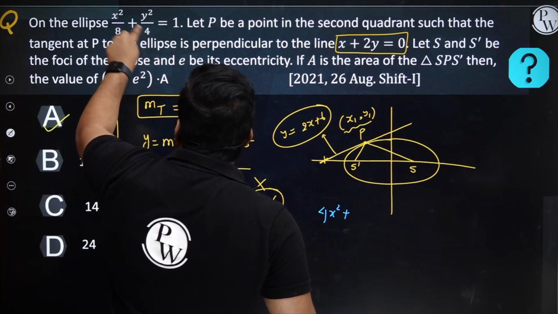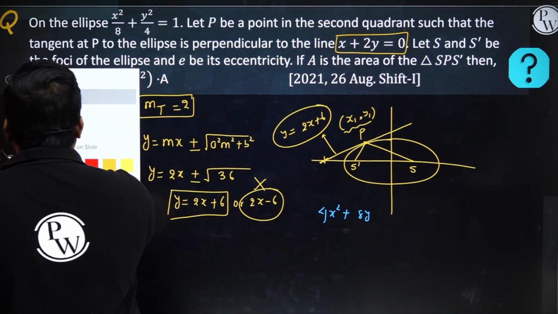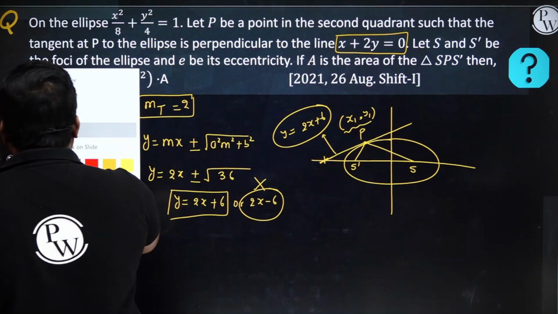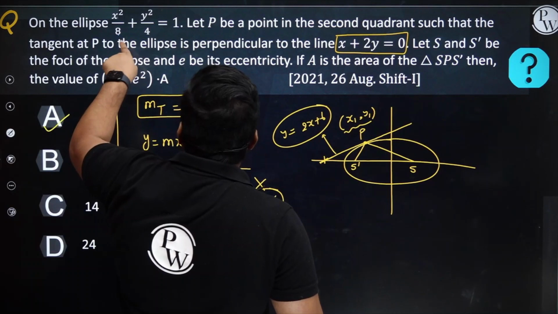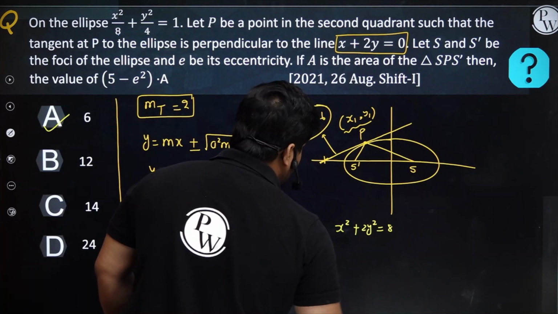Ellipse is 4x square, 8y square. Right? I think I made some calculation error. Let me clear it again. Okay, so LCM will be 8. So if you write that ellipse here, for LCM 8, it is x square plus 2y square is equal to 8. This is the ellipse, guys.